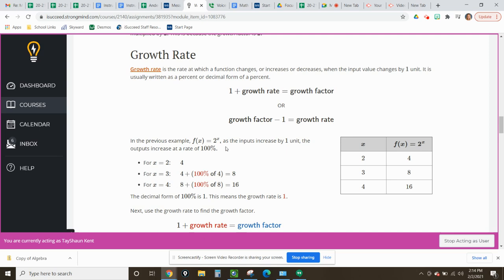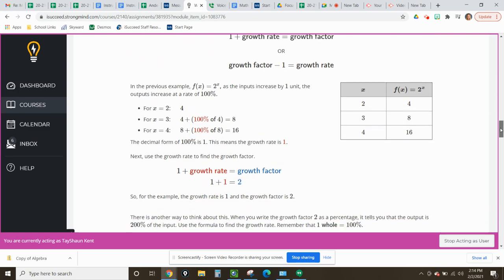So for the previous example, the inputs increase by 1 unit, the outputs increase at a rate of 100%. So because our growth factor was 2, if I subtract 1, 2 minus 1 is 1, and they write it as a percent, 100%.